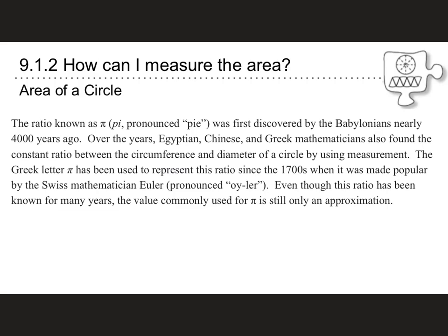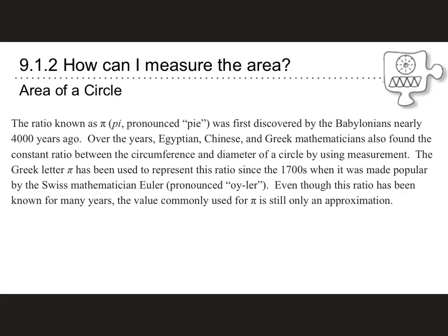Hello, today we're going to talk about area of a circle. Just a little brief history about the circle. The ratio known as pi was first discovered by the Babylonians nearly 4,000 years ago. Over the years, Egyptian, Chinese, and Greek mathematicians also found the constant ratio between the circumference and diameter of a circle by using measurement. The Greek letter pi has been used to represent this ratio since the 1700s, when it was made popular by the Swiss mathematician Euler.